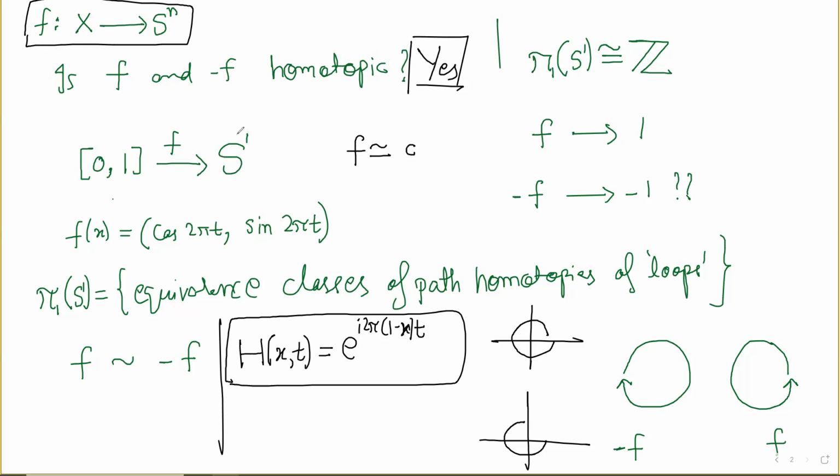Homotopic. Because then none of the points are fixed. They don't have any common points. If you take f and minus f, then there are no points in common.